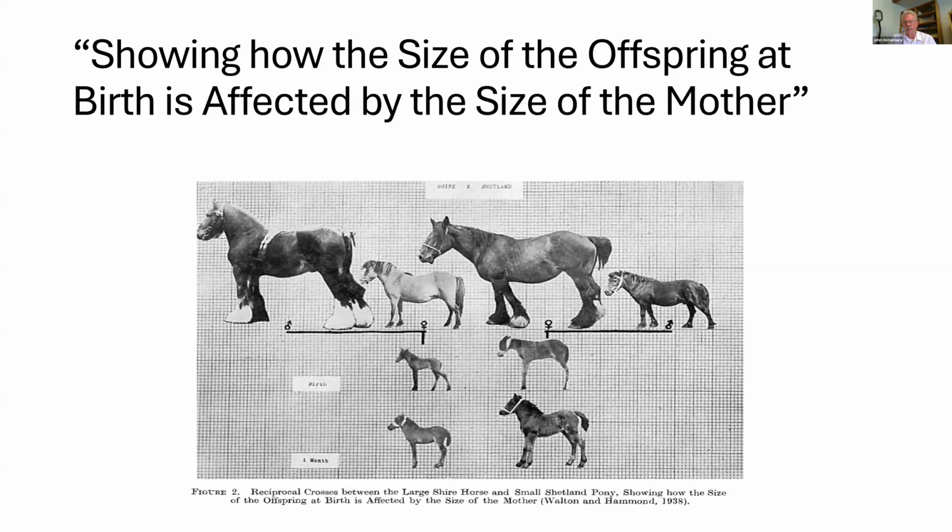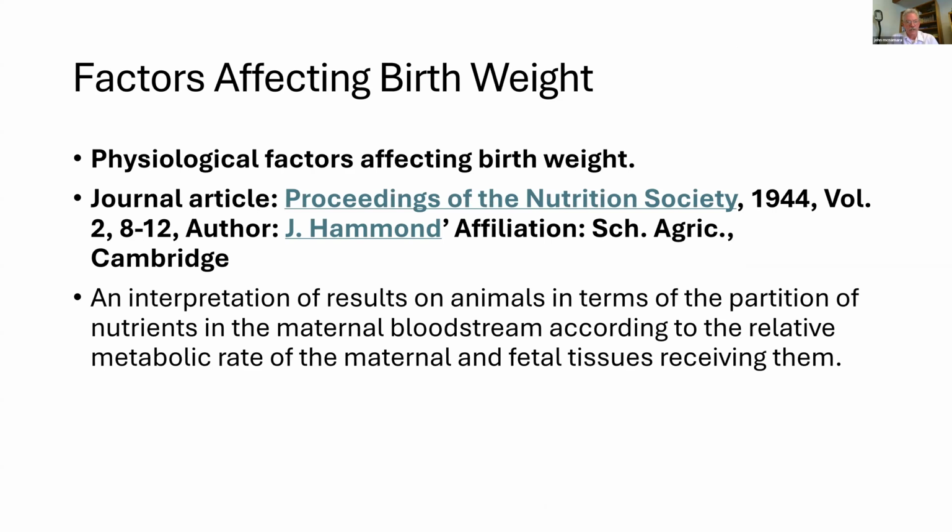Big male horse, small female horse, big female horse, small male horse. How does that foal get told, or know, or tell the mother to grow the right size foal? And that's something that people have observed. So how is the size of the offspring at birth affected by the size of the mother? And what does the offspring tell the mother what to do?